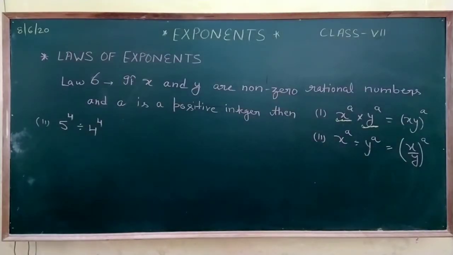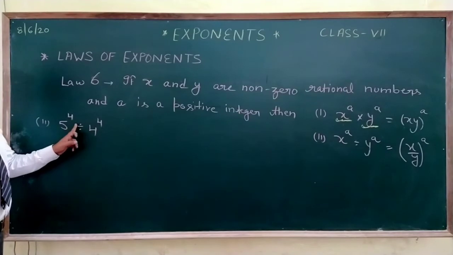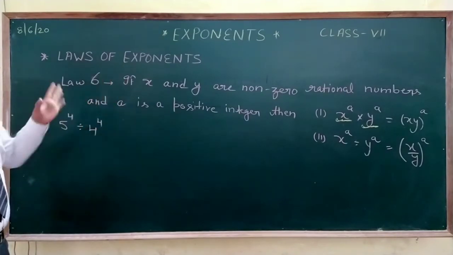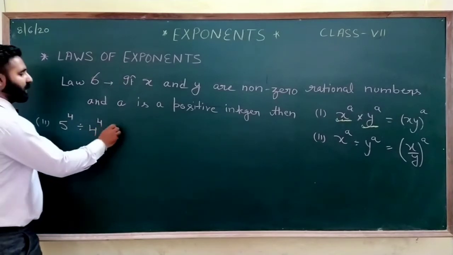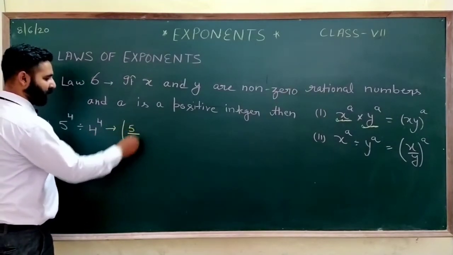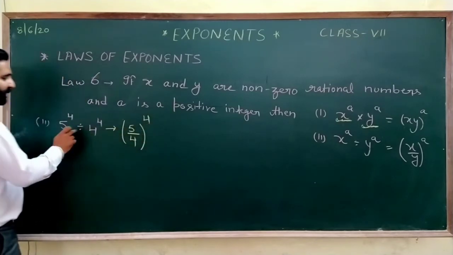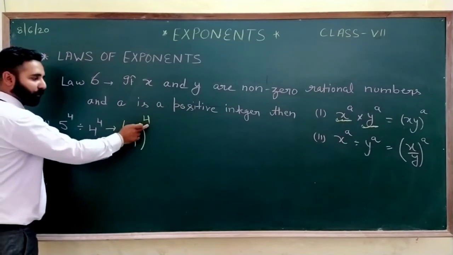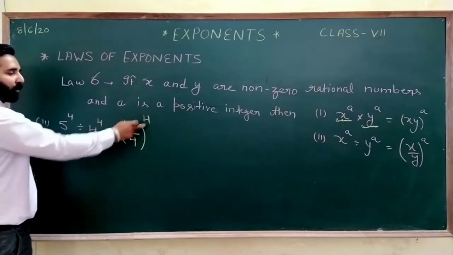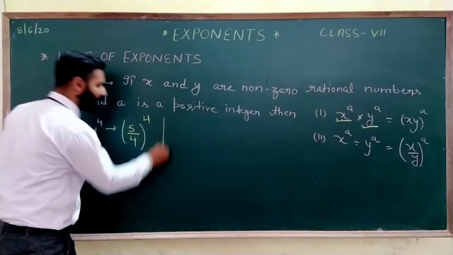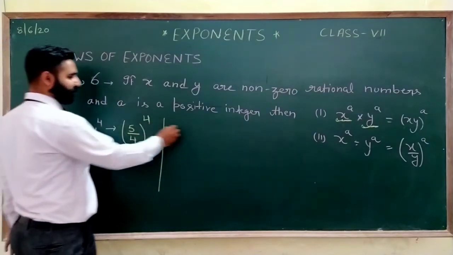In the case of division, I am having here 5 raised to power 4 divided by 4 raised to power 4. So if you use the identity, directly you can say the answer will be 5 upon 4 raised to power 4. Simply I have divided 5 upon 4 and I have given the common power to the whole, 5 upon 4 whole raised to power 4. But again, if you want to check it, you will solve it like this.